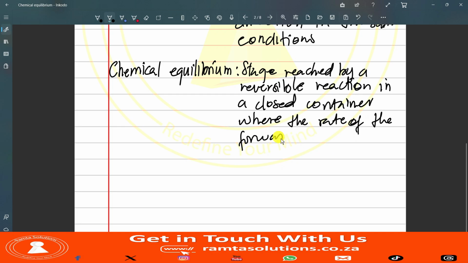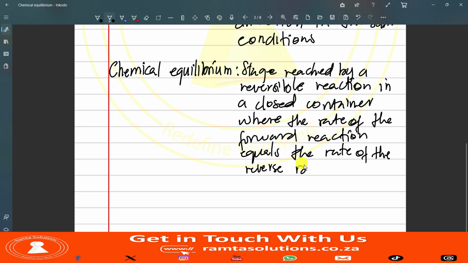Where the rate of the forward reaction equals the rate of the reverse reaction. Let me write reaction in full. So this is the definition of chemical equilibrium using rates.